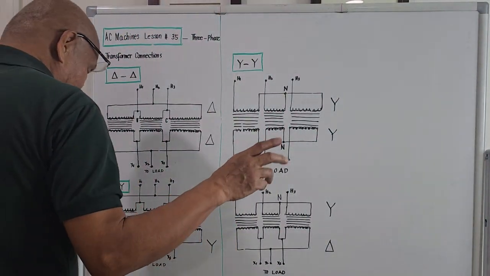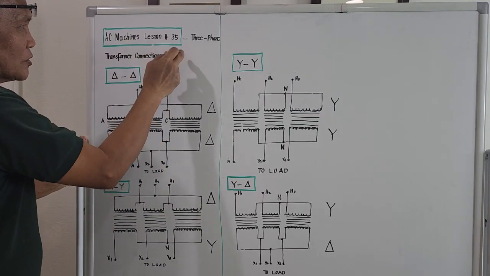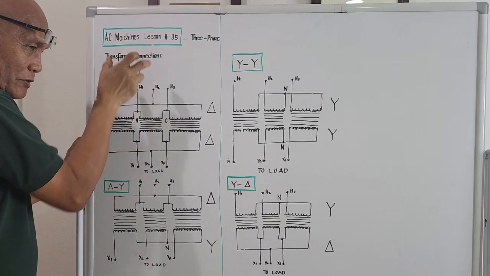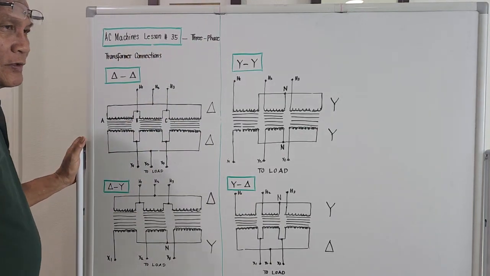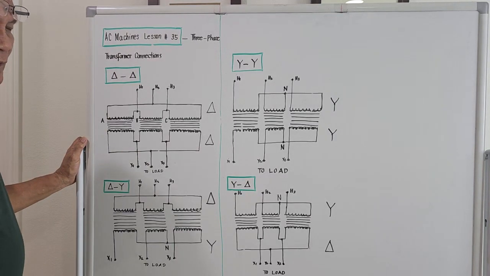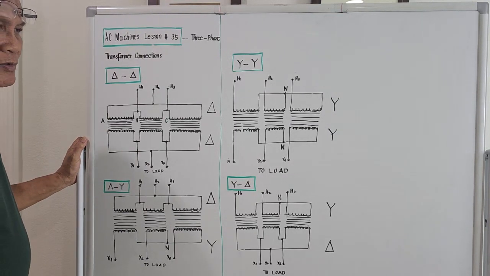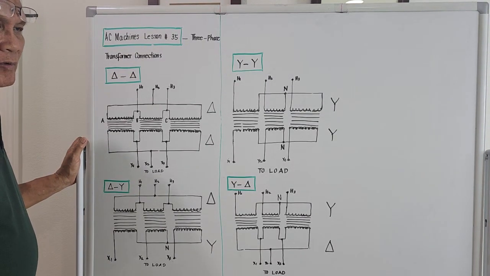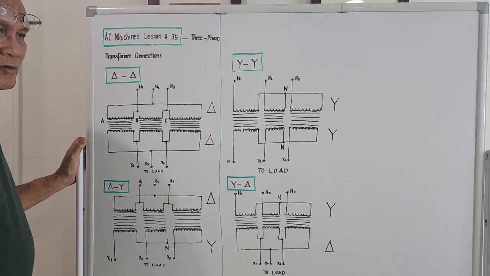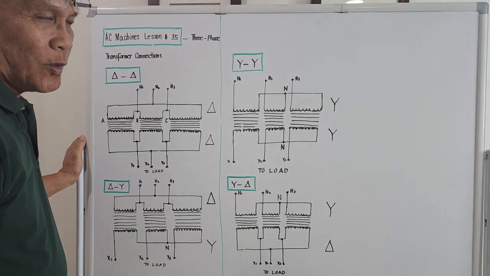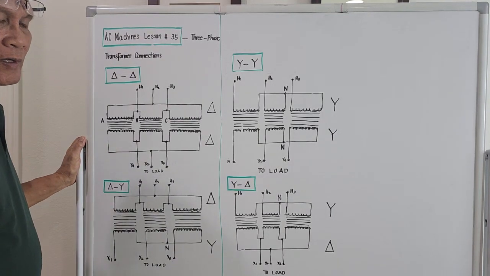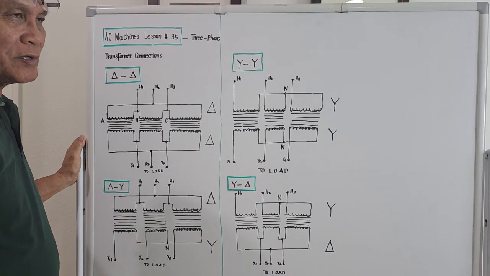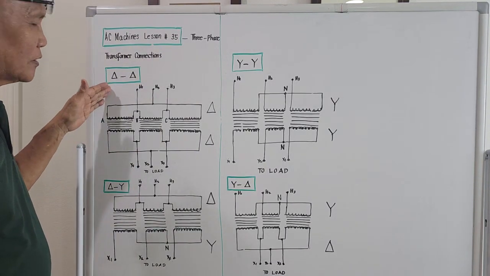The subject matter for this morning will be AC machines, lesson number 35, and the title of the topic will be three-phase transformer connections. There are actually two methods on how to construct or connect three-phase. Either you assemble one three-phase as a big unit, or you interconnect three single-phase units to obtain the required connection, which is either delta or Y.